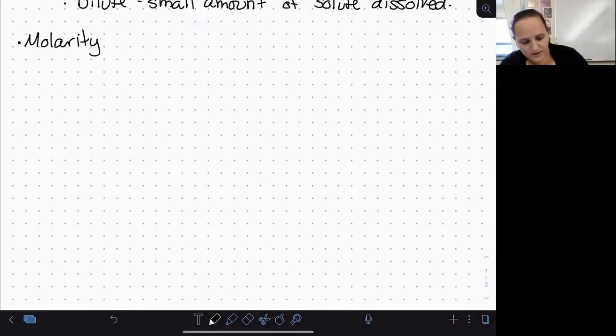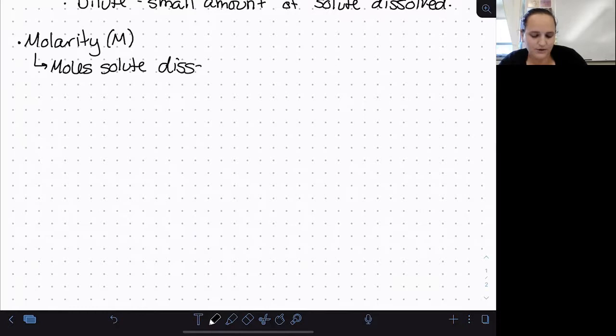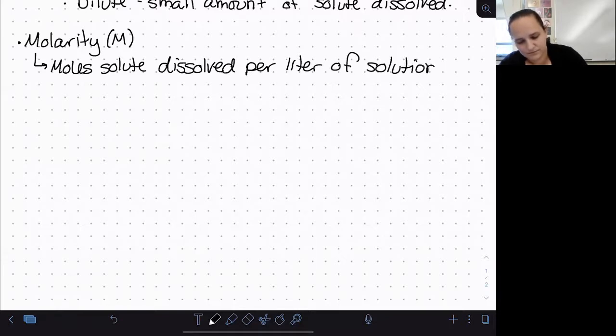So the molarity of a solution is symbolized by a capital letter M, and molarity is the moles of solute dissolved per liter of solution. Note that it is per liter of solution in total, not just the solvent.